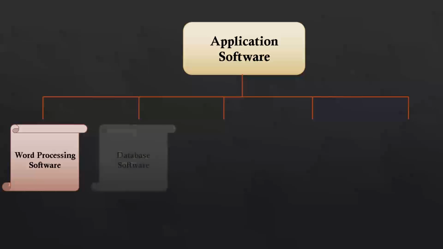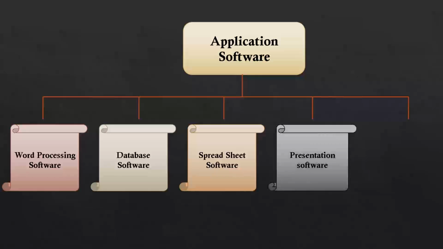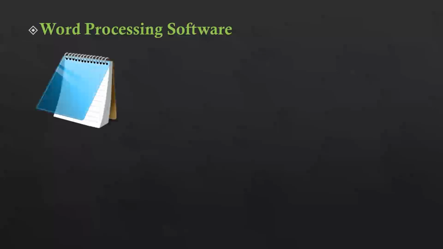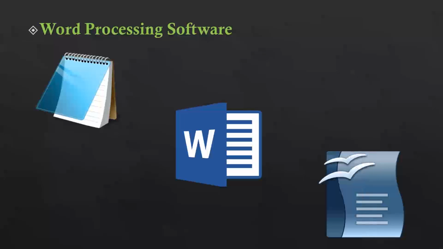The software that is designed to fulfill any specific need of a user is termed application software. It is further categorized into other categories like word processing software, database software, spreadsheet software, presentation software, and multimedia software. We will begin learning with the word processing software. The main purpose of this software is to produce documents, report writing, etc. MS Word, WordPad, Notepad, and similar other text editors are examples of word processing software.